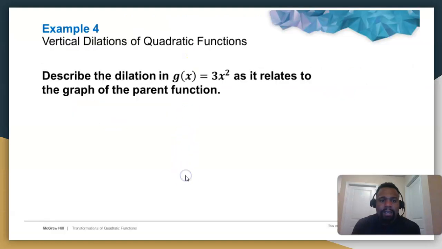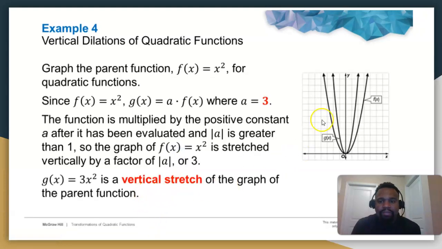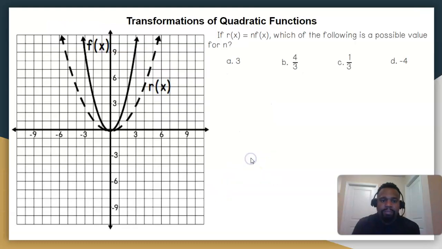All right. And so let's take a look here. So we got g of x equals 3 times the parent function, and 3 is greater than 1. It's going to be a vertical stretch, and it's going to make the parabola more narrow. Right. So this is the parent function. Look at it, it's more narrow than the parent function, and it represents a vertical stretch. So you're multiplying it by a scale factor of 3.